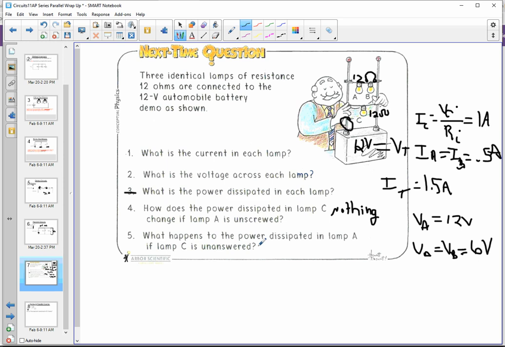What happens to the power dissipated in A if lamp C is unscrewed? Well, A and B are in the top branch, C is in the bottom branch. If you unscrew bulb C, that will have absolutely no effect. So this answer can come down here as well, no effect. All branches in a parallel circuit are independent of each other.